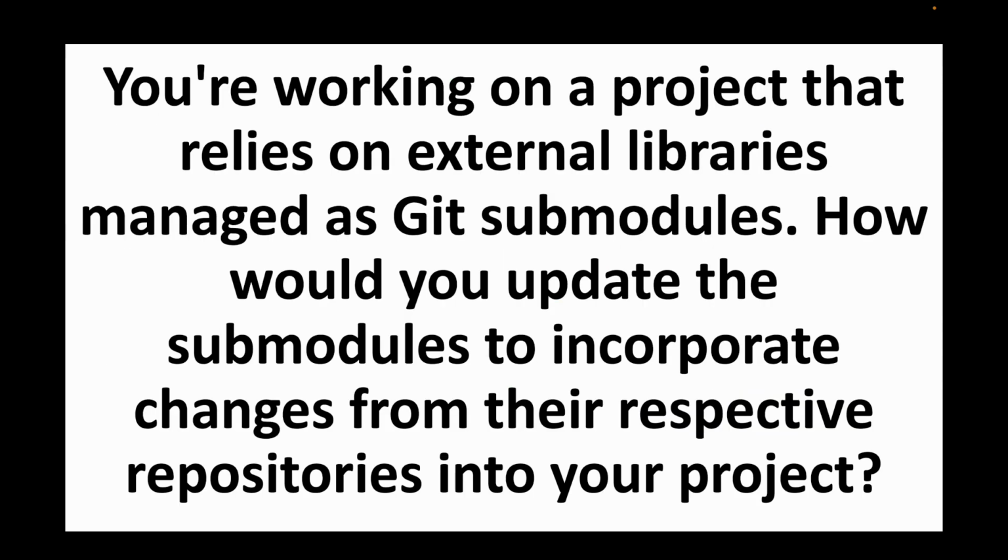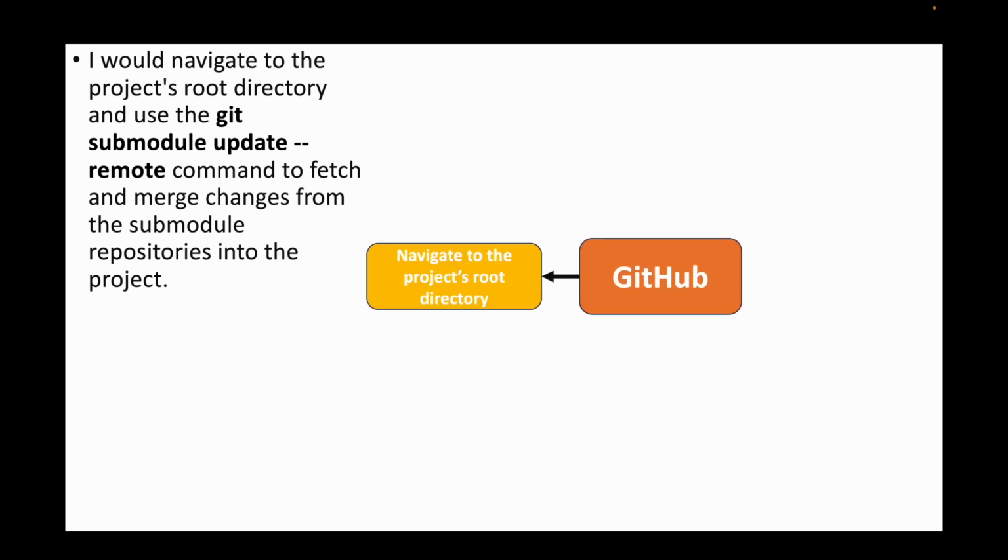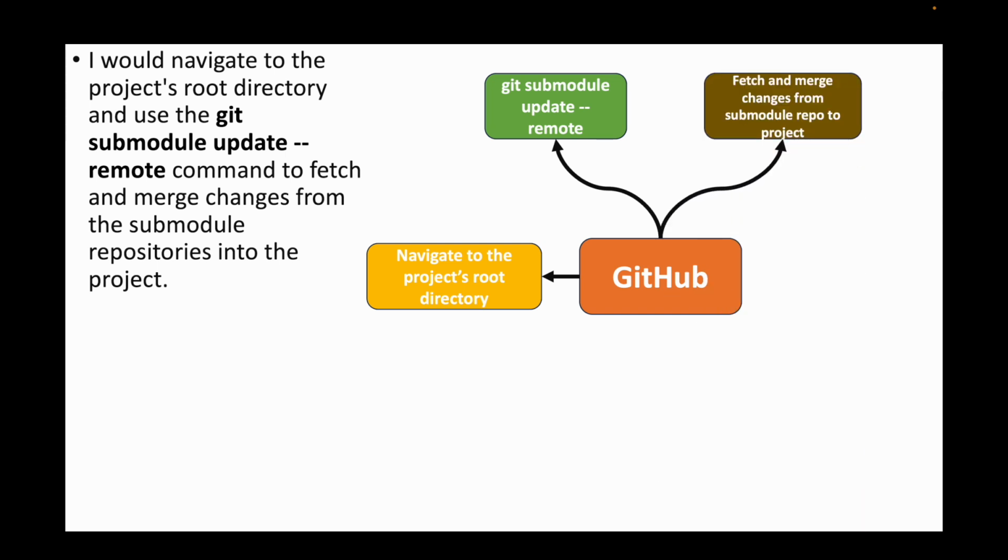The next question we have is, you're working on a project that relies on external libraries managed as Git submodules. How would you update the submodules to incorporate changes from their respective repositories into your project? So for this, we can navigate to the project's root directory, and then we can use this command, git submodule update --remote command. Now this command will fetch and merge the changes from the submodule repo into the project directory.